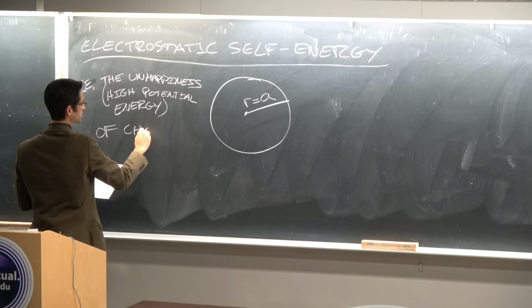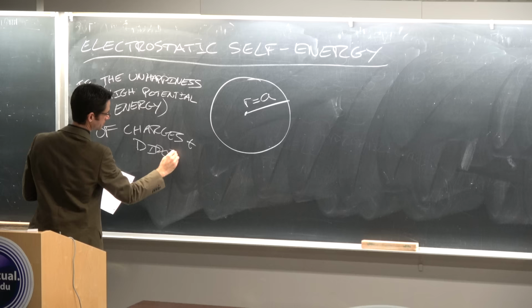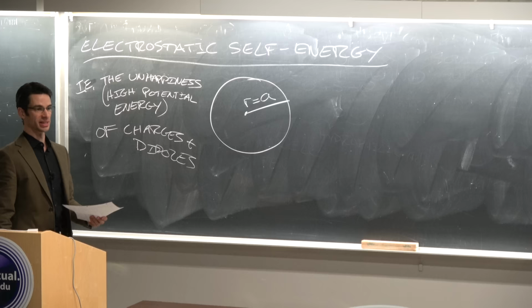Charges and dipoles, and essentially all matter has electrostatic potential energy with it that must be lowered, and that's why anything associates with anything else.